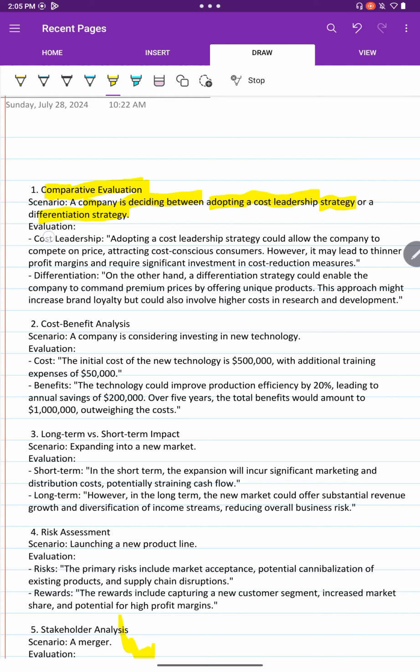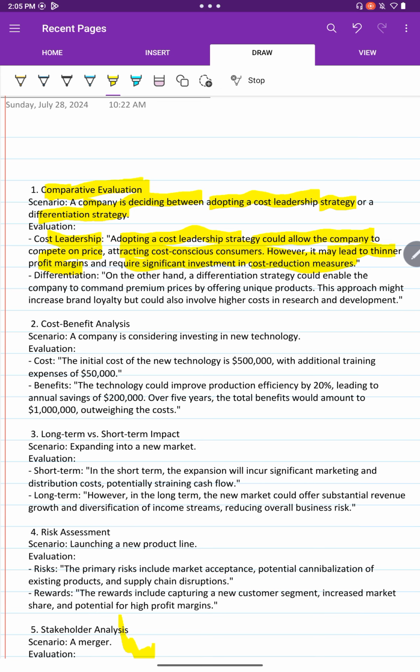For cost leadership, I have written that adopting a cost leadership strategy could allow the company to compete on price, attracting cost-conscious consumers. However, it may lead to thinner profit margins and require significant investment in cost reduction measures. So this is about cost leadership.